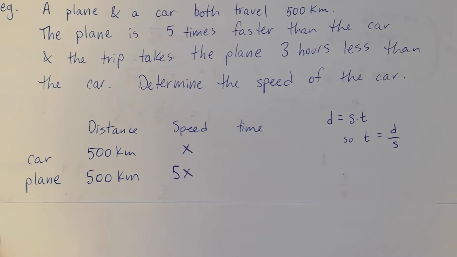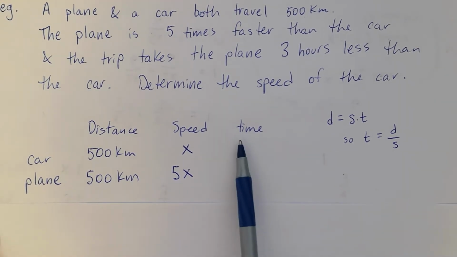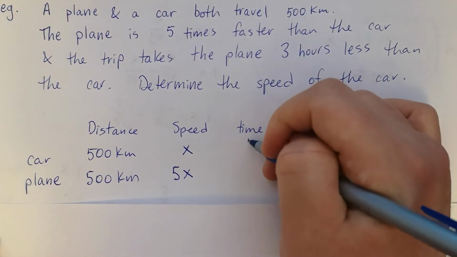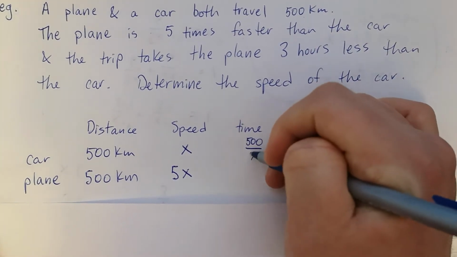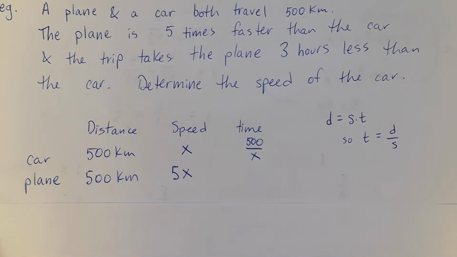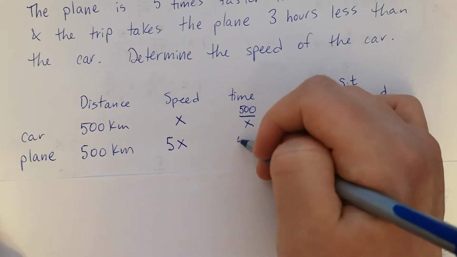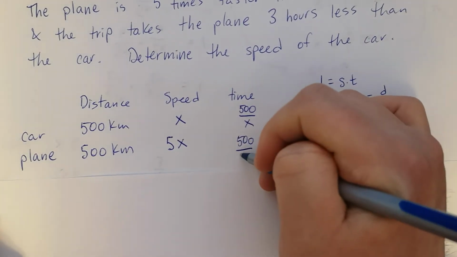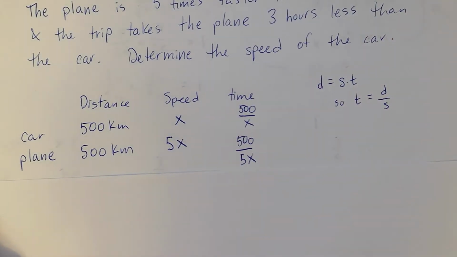Okay? Now our formula is going to come into play. The time it takes an object to go some distance is that distance divided by the speed. So the car takes 500 over x hours to get there. The plane takes 500 over 5x hours to get there.